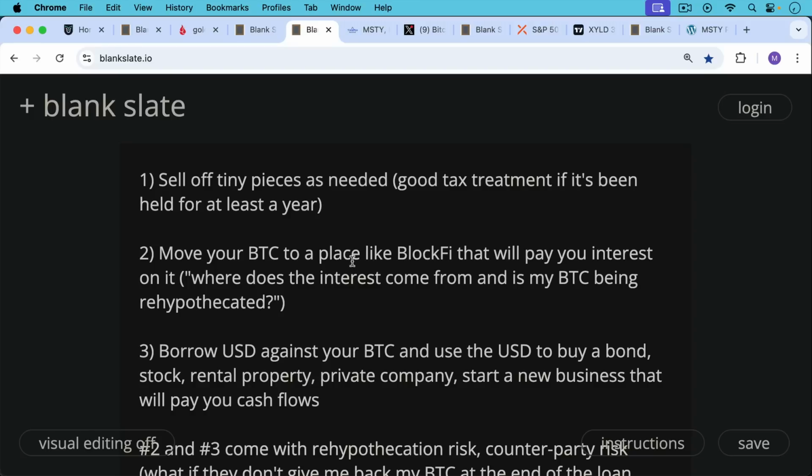Number three, you can borrow US dollars against your Bitcoin. We've spoken about this on the channel before, and I've done some live workshops on it over at Bitcoin University. You can borrow US dollars against your Bitcoin, use the US dollars to buy a bond, to buy stocks, to buy a rental property, a private company, a lemonade stand, or start a new business that will pay you cash flows.